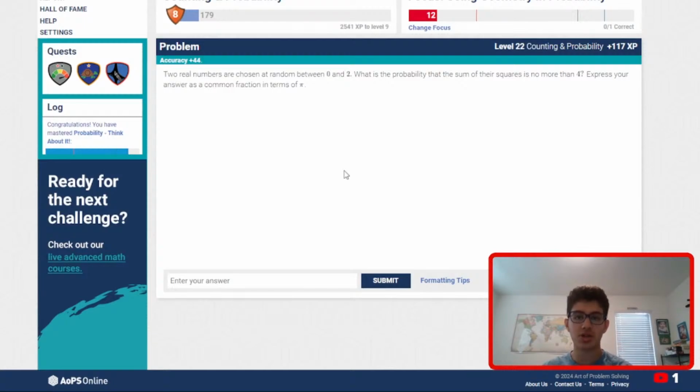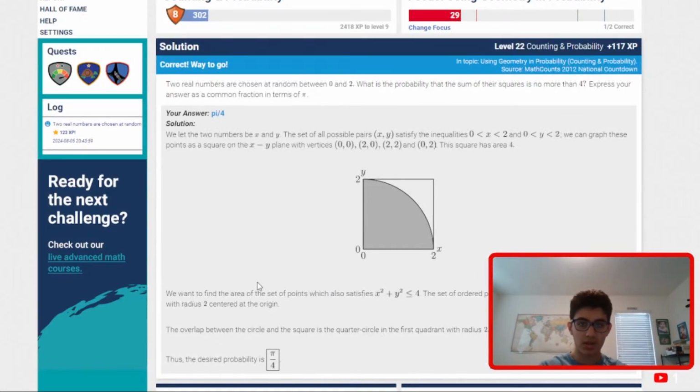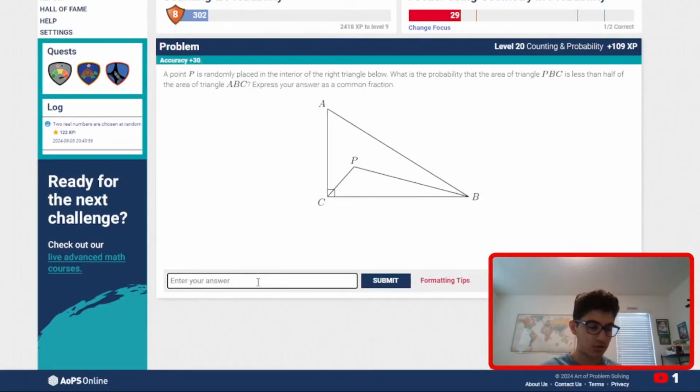Two real numbers are chosen at random between 0 and 2. So it's going to be pi out of 4, I think. If you draw a circle, yeah, that's what I was saying. You cut it into one fourth, the sector in the first quadrant, out of 4. So it'll be 2 pi squared whole squared over 4 over 4.